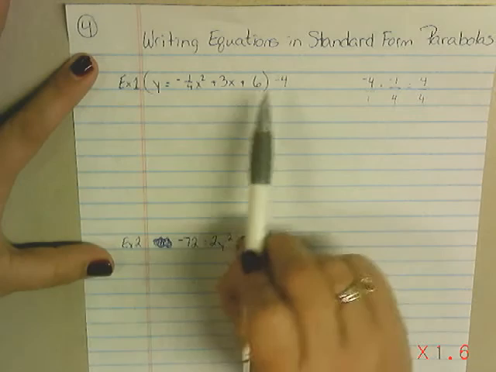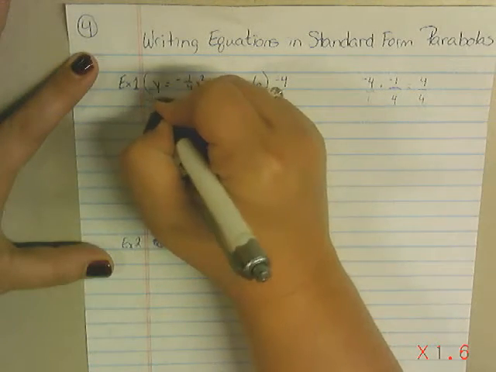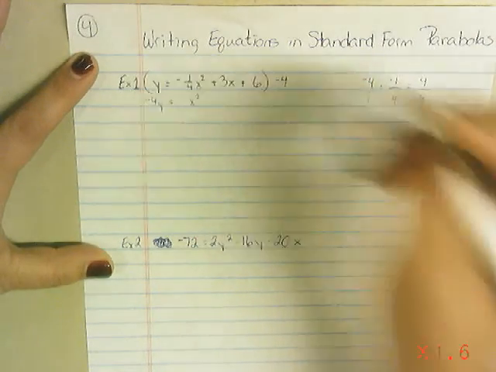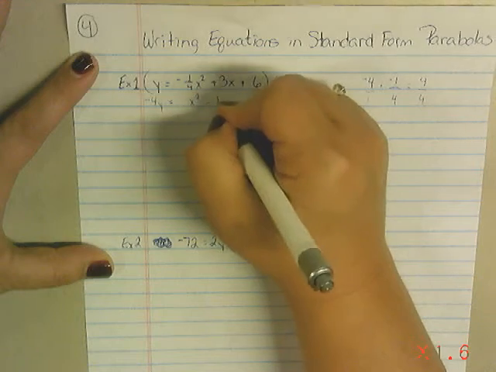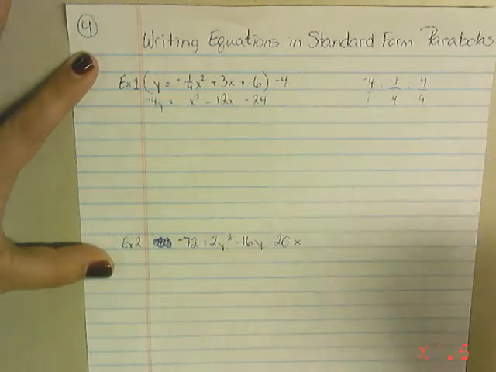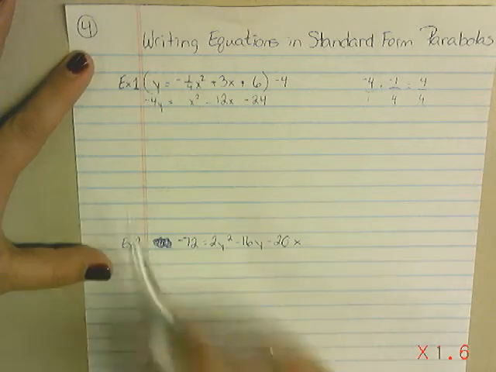Okay, so we're going to multiply the whole equation by that though. So now we have -4y equals 1x squared minus 12x minus 24. I just multiplied this -4 times each one of these.